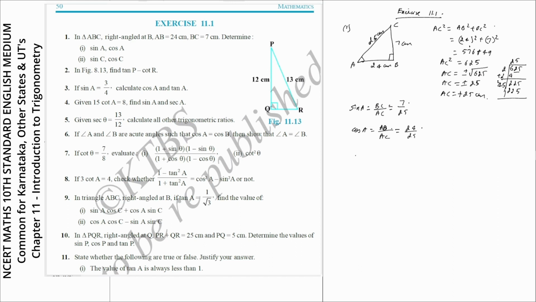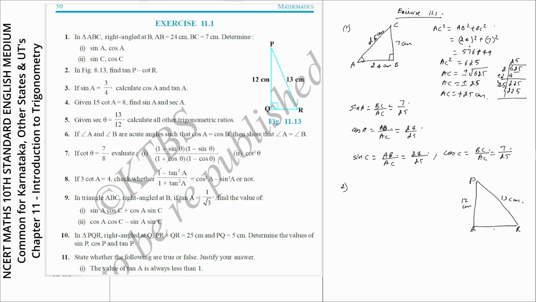Now what is sin C? Sin C. So with respect to angle C, opposite side is AB, and hypotenuse will be the same, AC. So AB by AC, this is 24 by 25. And what is cos C? Cos C, with respect to angle C, adjacent side is BC. BC by AC. So this is 7 by 25.